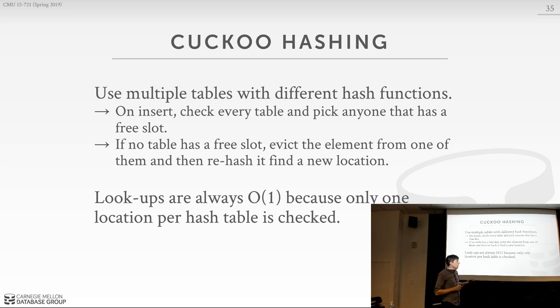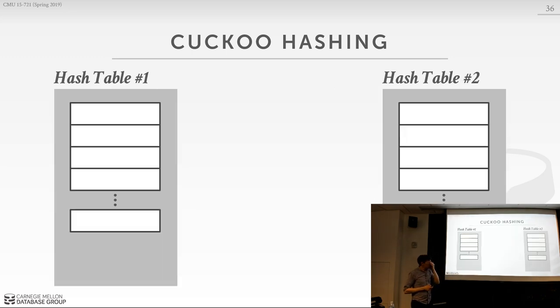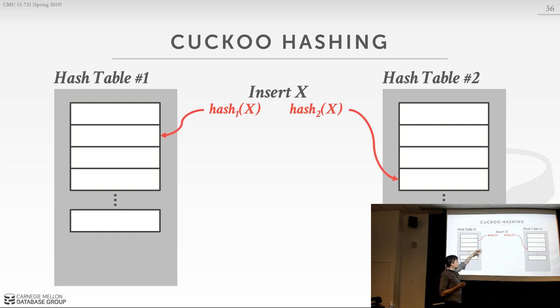Right? So again, let's look at an example. Again, you can have multiple hash tables in cuckoo hashing. In practice, everyone always uses two. So say I want to insert X. I have two hash functions for table 1 and 2, and both of these hash to these positions. Both slots are free. I flip a coin and I pick one. In this case here, we pick this one here.